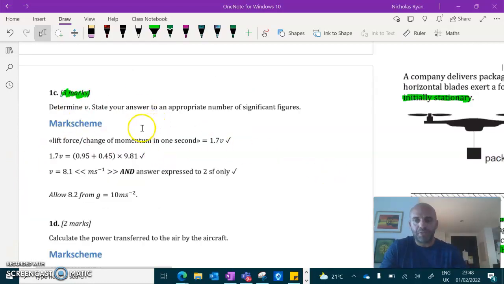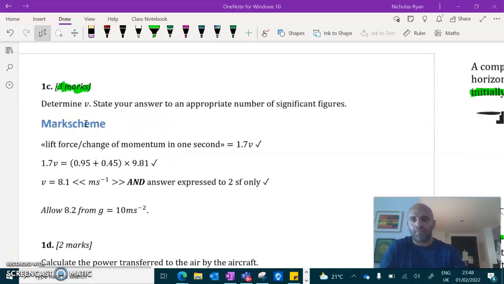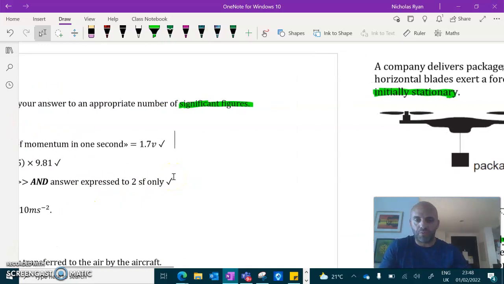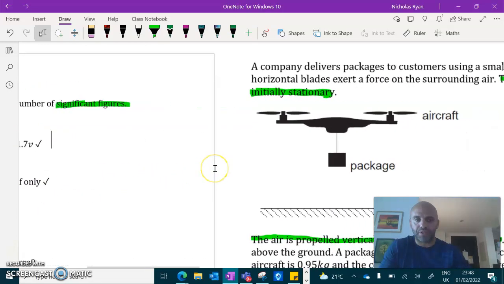Okay, so part C was kind of tricky, I thought. Determine the velocity. State your answer to an appropriate number of significant figures. So you know you're going to have to do a little bit of rounding at the end, because you'll have 1 mark going for your sig figs.